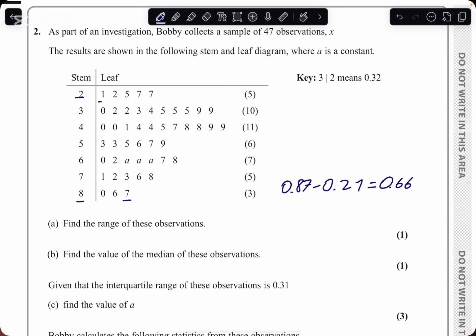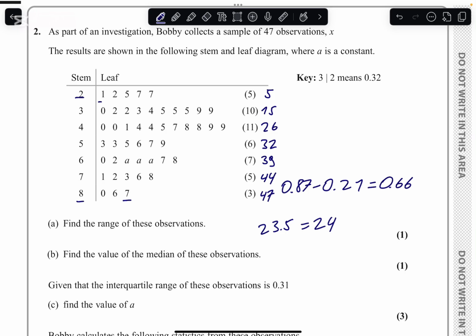In order to find the place in which the median value is, we do 47 divided by 2, which is 23.5, but we round it up to give us 24. Now we need to find the 24th value. So it's a good idea to plot the cumulative frequency. So we have here 5, then 15, then 26, 32, 39, 44, 47.